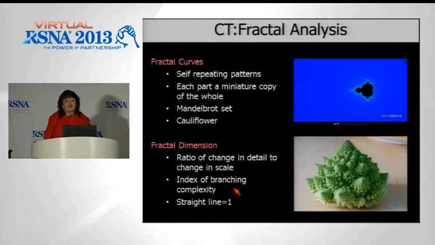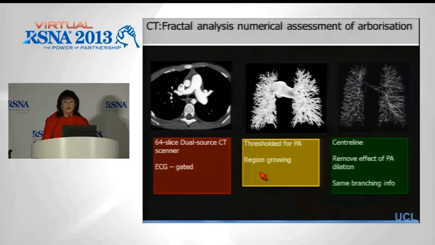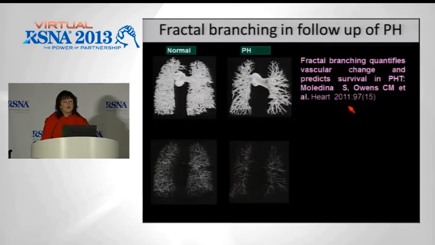So if you have a straight line, your fractal dimension will be 1. So straight line is 1, curvature, you can measure the curvature and you can give a value. So what you do is you do a scan and then you apply the mathematical model, you threshold the pulmonary arteries and you have either region growing or center line, and you can follow those branching vessels and you can monitor them over time. You can actually do a template and see how the patient changes with therapy over time.